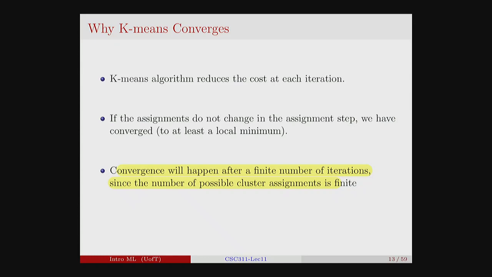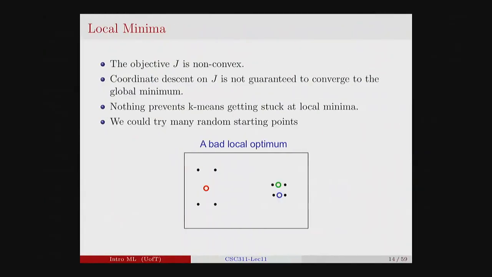Next, we know that if the assignments don't change in a step, then we have converged, which is to say that there exists a point where the assignments don't move, which gives us a condition we can use to stop the algorithm. And the third thing you need is that convergence has to happen after a finite number of iterations, because the number of possible cluster assignments to points is large, but still finite. So these three arguments provide evidence of why the k-means clustering algorithm will actually converge.